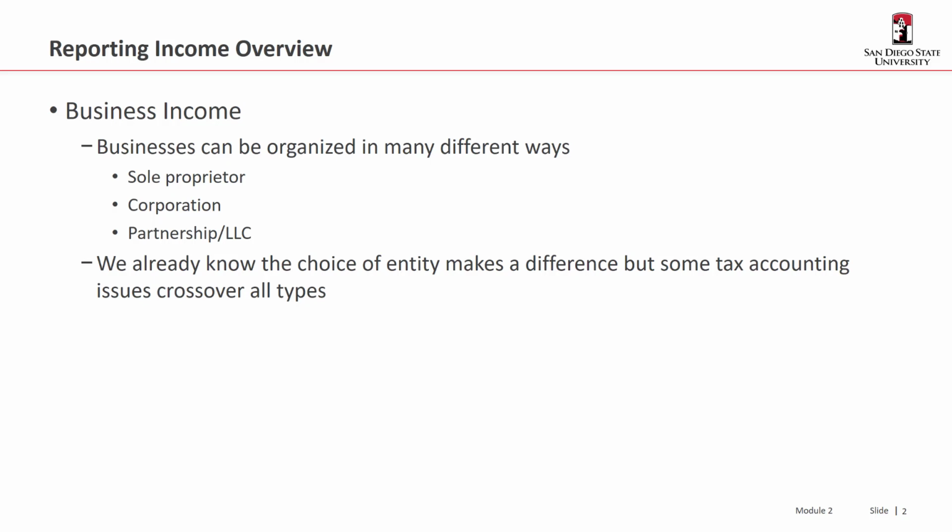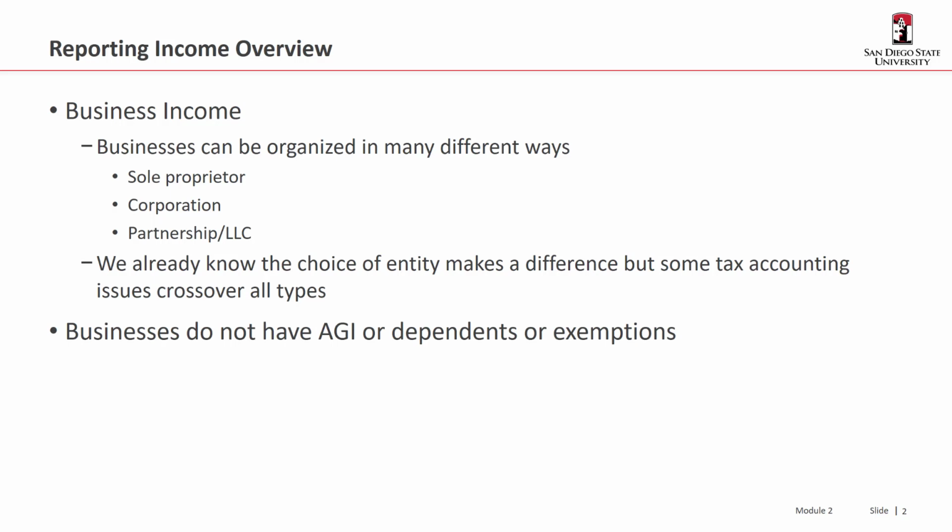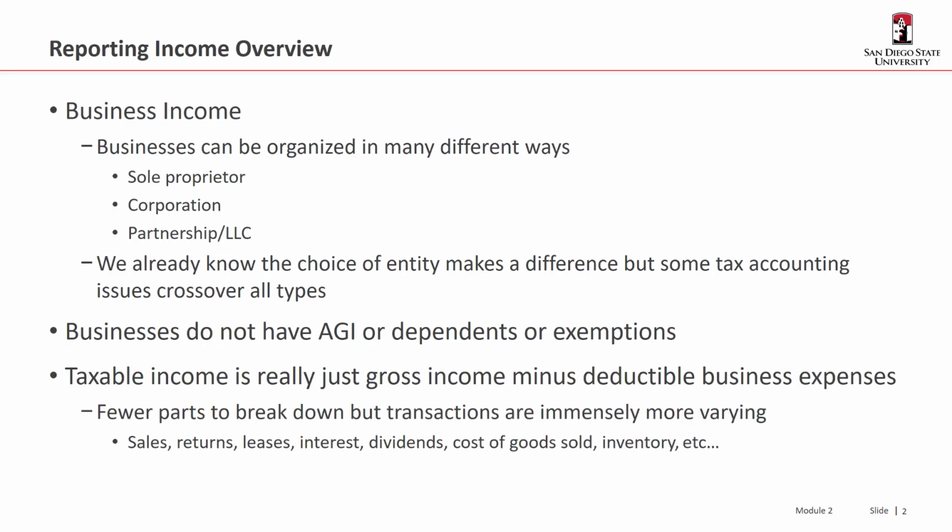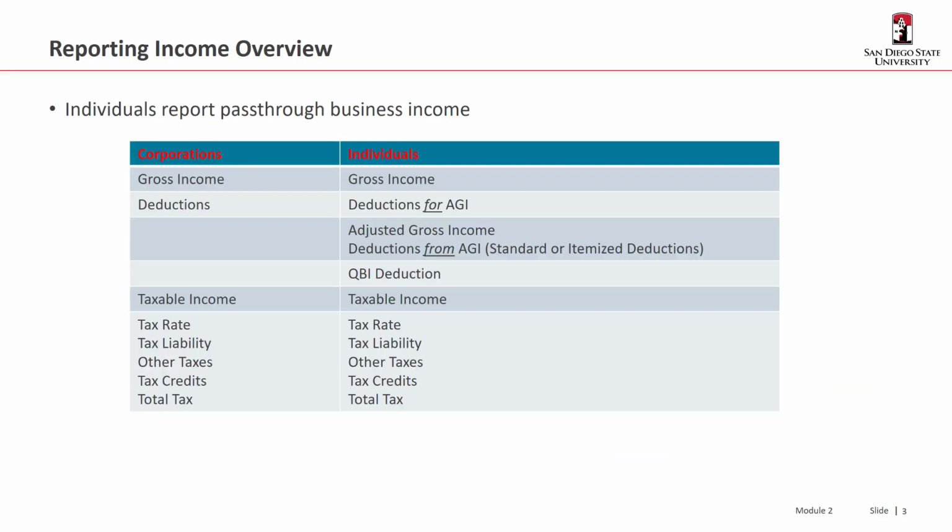We talked about this back in the entity planning variable. But there are some tax accounting issues that cross over all types, so the rules can apply pretty much irrespective of what kind of entity you are. First off, businesses don't have AGI. They don't have dependents. They don't have exemptions. Well, no one has exemptions anymore. Taxable income is really just gross income minus deductible business expenses, and there are many fewer parts to break down. But businesses can be considerably more complex than the typical individual's income.